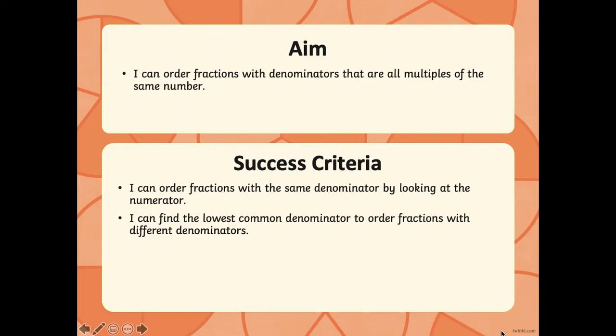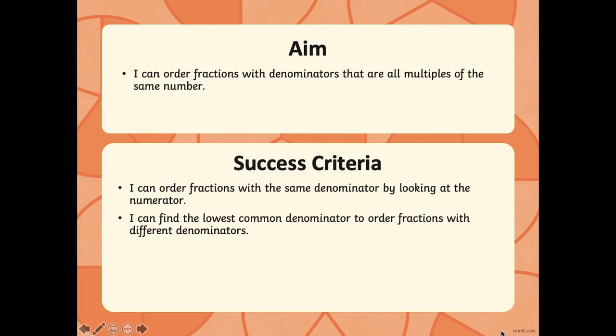Our aim is I can order fractions with denominators that are all multiples of the same number. And the other success criteria, in order to be successful with our aim, is I can order fractions with the same denominator by looking at the numerator, and I can find the lowest common denominator to order fractions with different denominators. Now that success criteria might sound a little bit confusing right now, but hopefully by the end of the presentation you will understand what we mean.